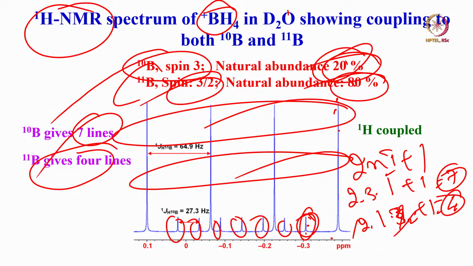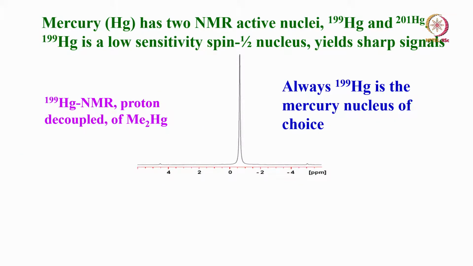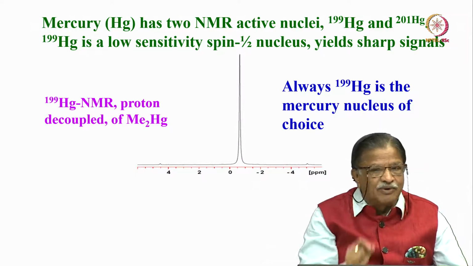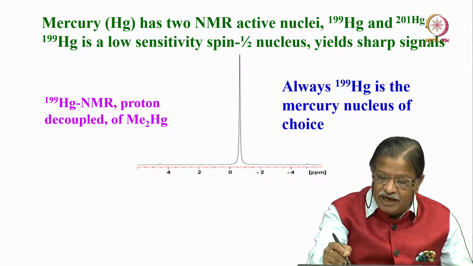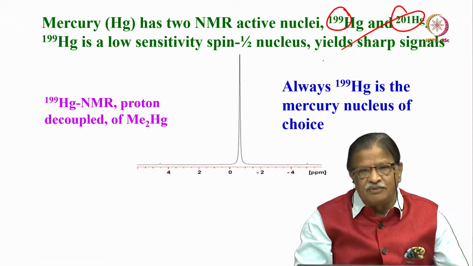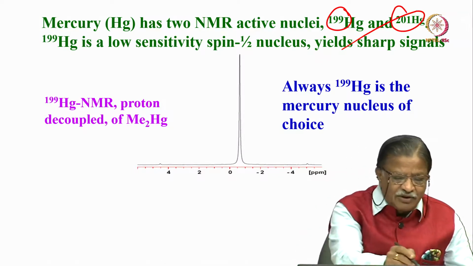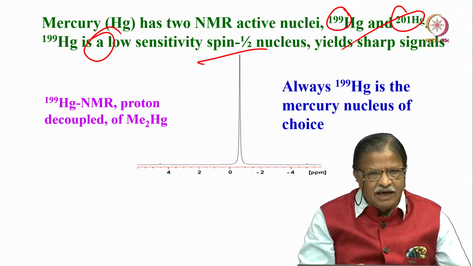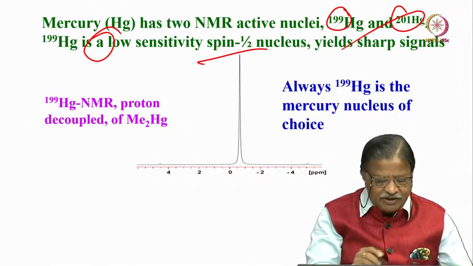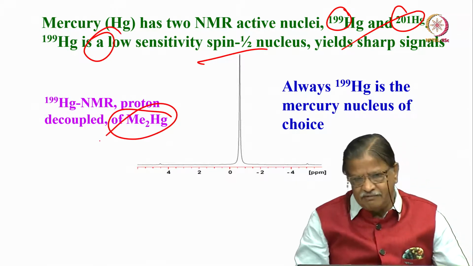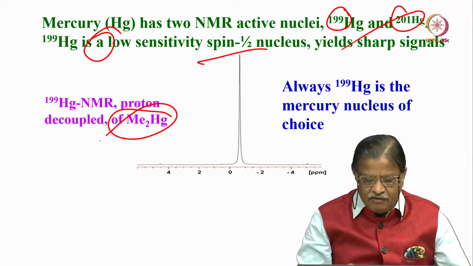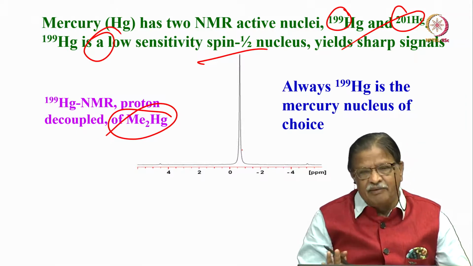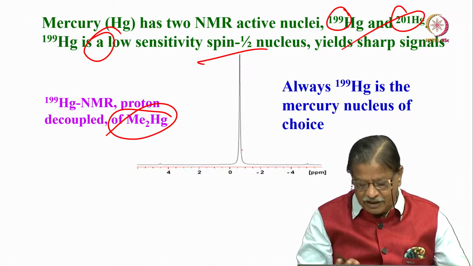So now I will take the example of mercury NMR. Mercury has two NMR active nuclei, mercury 199 and mercury 201. 199 is a low sensitivity spin-half nucleus and gives sharp peaks. Let us take the mercury NMR of this molecule, dimethyl mercury. When you take the mercury NMR, you get a single peak, that's all, a sharp peak, nothing else.